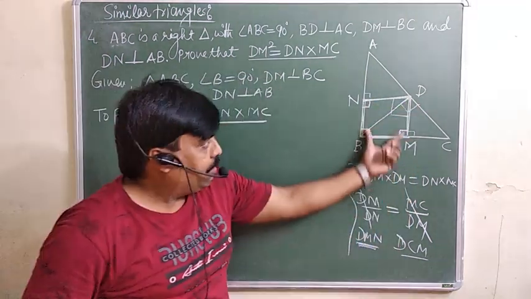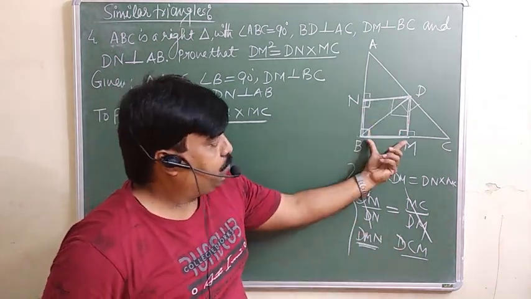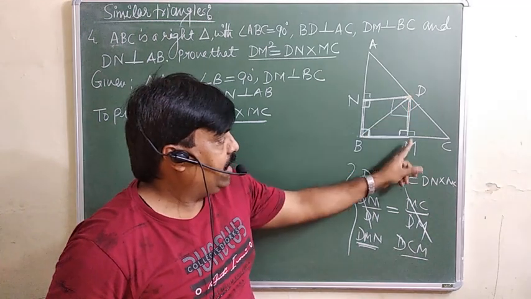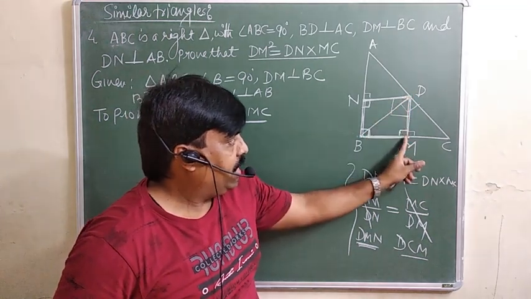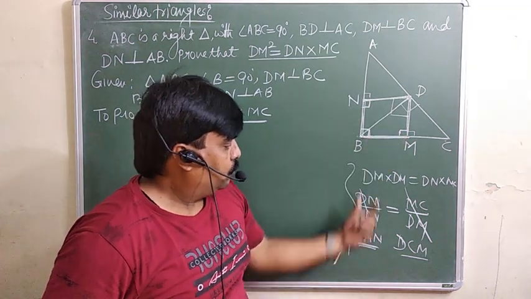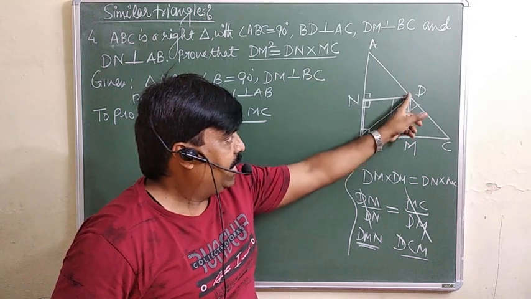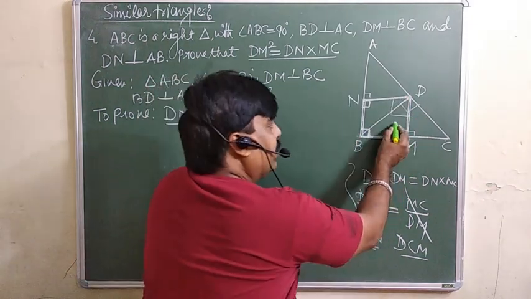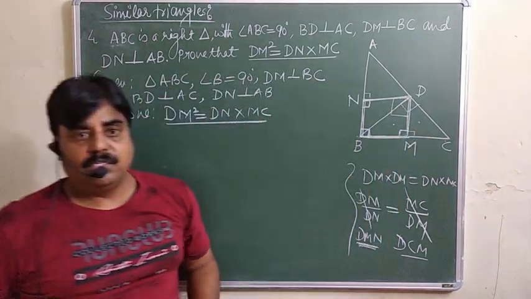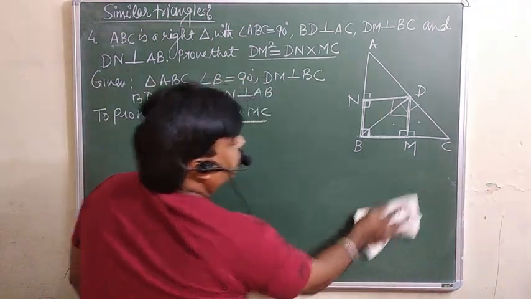So we will take the advantage of this one. So in place of this DN, we can write down BM. So you are getting the triangle DBM and triangle DMC. अगर मैं DN की जगह पर BM रख दूं तो you will get the triangle DMB and triangle DMC. So you are supposed to make these two triangles similar here. So look at. See now the proof.